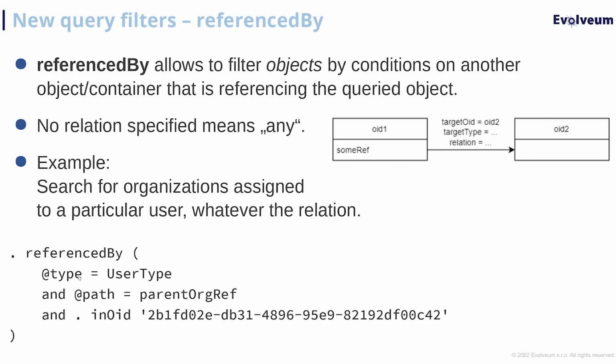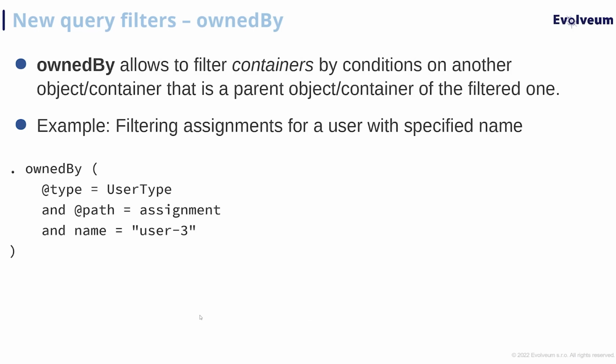For instance, here we want to search for organizations that are assigned to a particular user, whatever the relation. So we say that we're searching for organizations. The search type is implied in the query. It's not in the filter. So the organization has to be referenced by a user type using its parent org ref, and the user, this applies to this user now, has to have this OID. So it's quite a handy filter, and of course this is used on the assignment panels, search using repository.